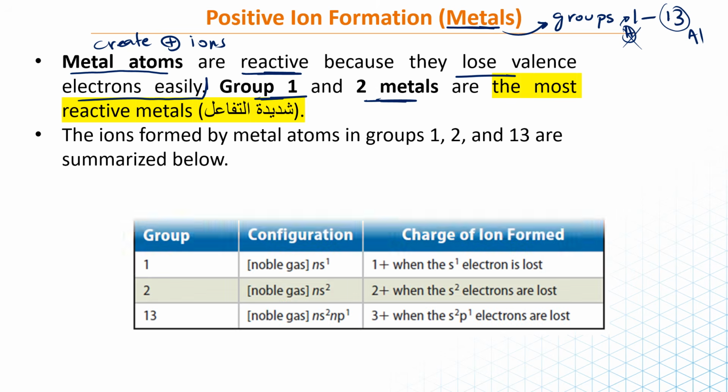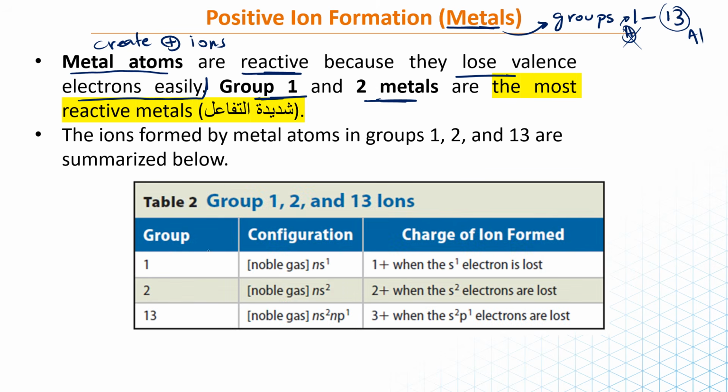Okay? So this is a summary of the groups or main groups and their ions. So group 1 have only 1 valence electron, right? So it will lose it and it will create a positive ion. So this is the charge. In group 2 there are 2 valence electrons, so it will lose them and it will create positive 2 charge.